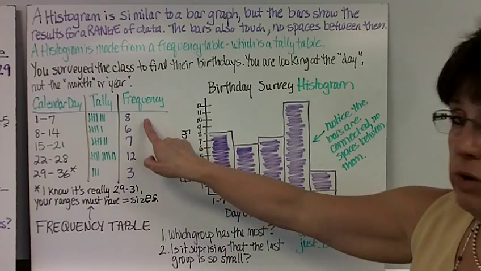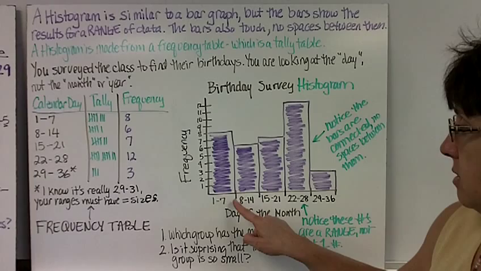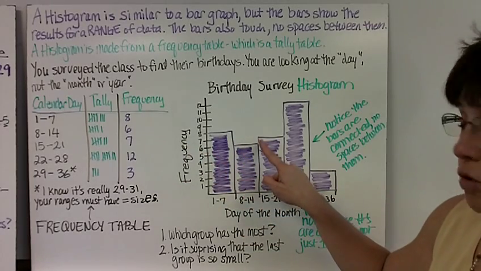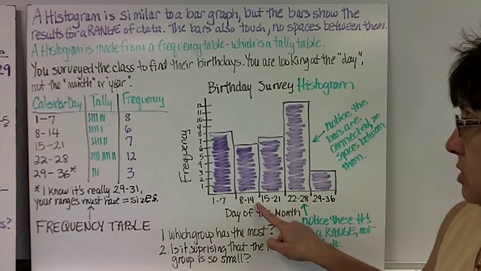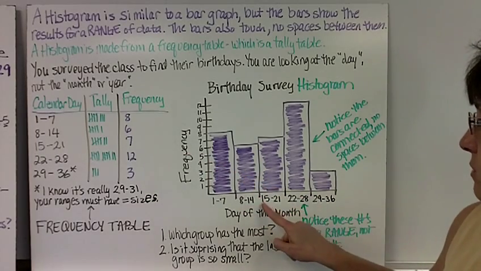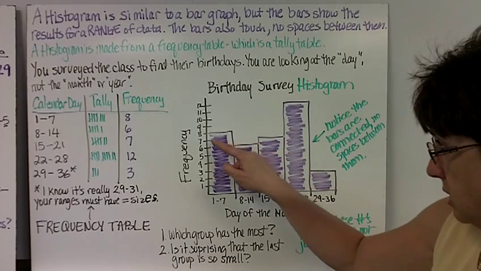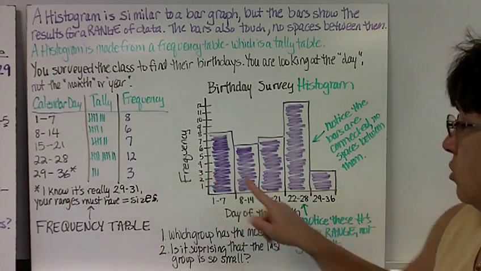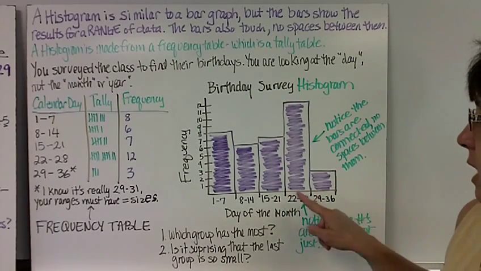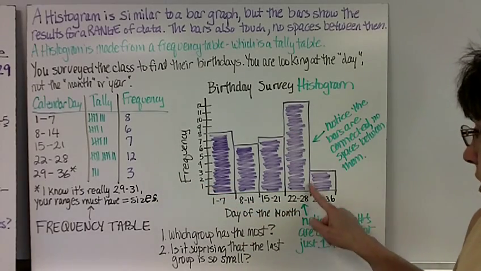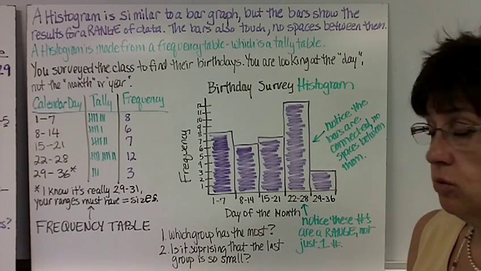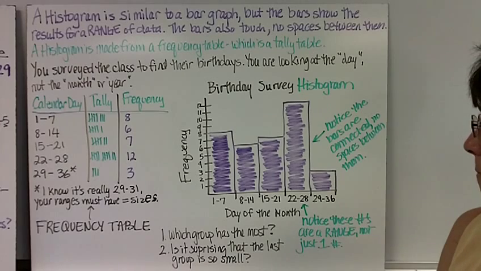So 1 through 7, there were 8. So I just draw my bar up to 8. Go down. Then there were 6. I connected over. 6 for the 8 through 14 group. 7 for the 15 through 21 group. Notice that line lines up with the 7. That lines up with the 6. In the 22 to 28 group, I had 12. So I go all the way up. And then just 3 in the last group. So that lines up with 3. Notice the bars are connected. There's no spaces in between. Okay, it's just one big connection.